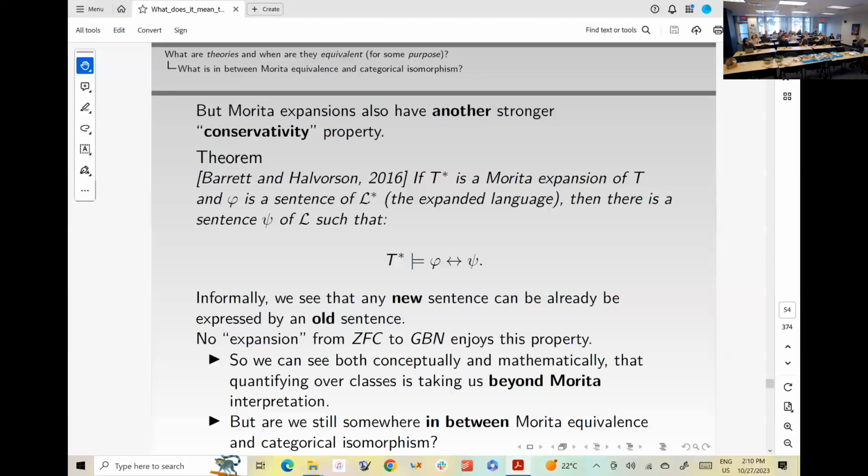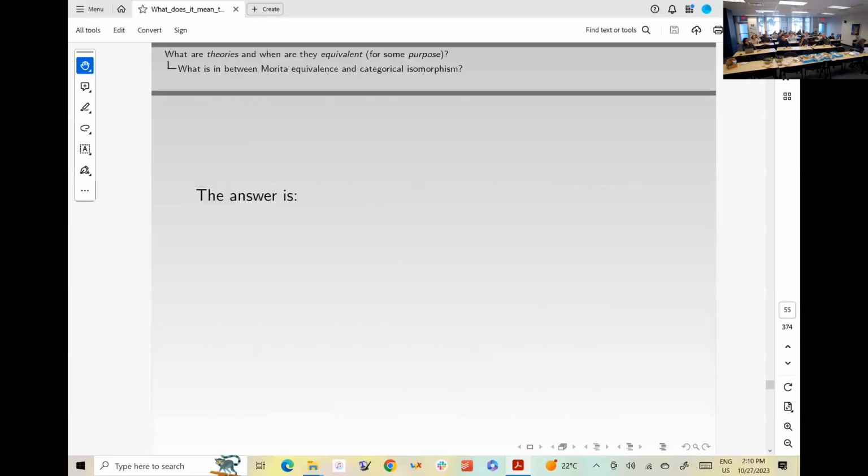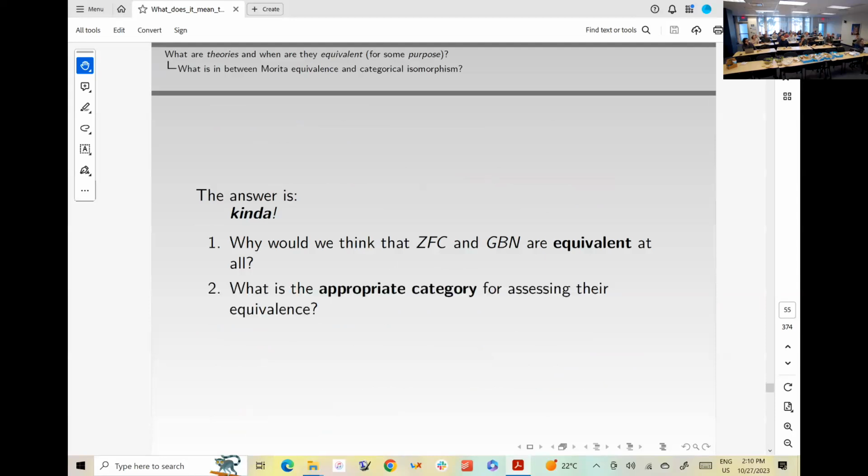That leaves us with our next question then. So we're beyond, but are we still in between Morita equivalence and categorical isomorphism? So the answer to this question is kind of. All right, so a couple of questions to sort of get us motivated toward showing this result. Why would we think that these things are equivalent in the first place? And what is the appropriate category for assessing their equivalence? The first question was so hard, the second question took a lot of stuff.